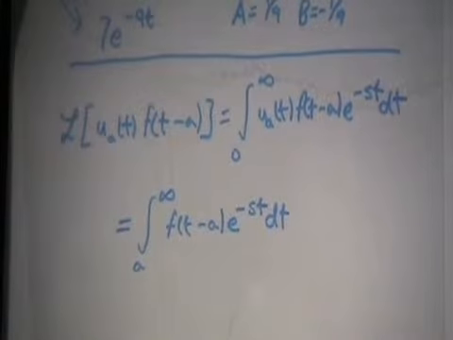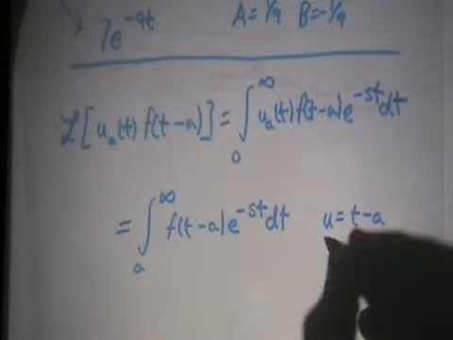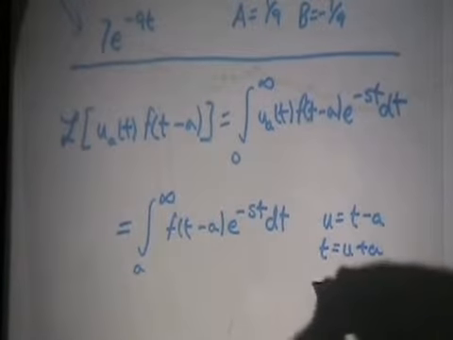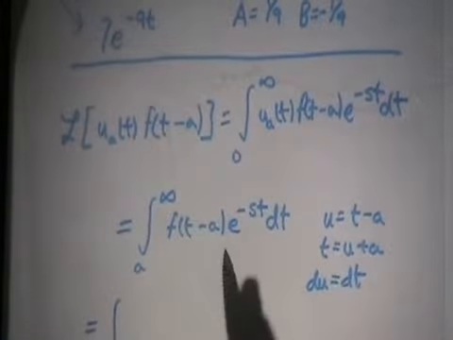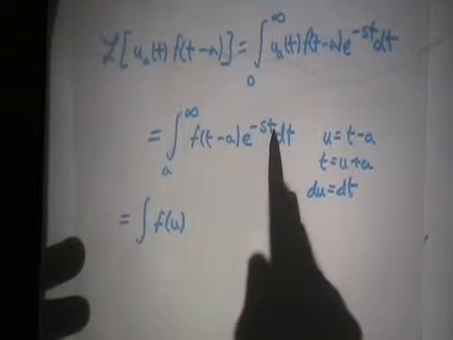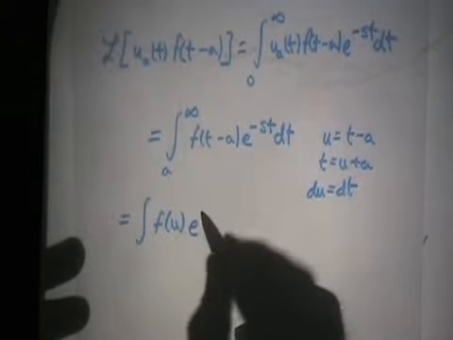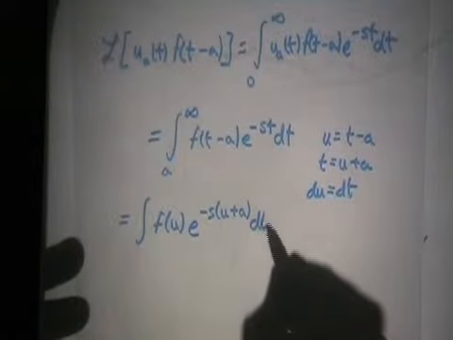Now, I can't actually do that integral because I don't know what f is. But through a substitution, I can relate it to another important integral by substituting u equals t minus a, so that t equals u plus a and du equals dt. I can say that this improper integral equals the following improper integral. The t minus a inside the argument of f becomes a u. The t up there becomes a u plus a. And the dt becomes a du.